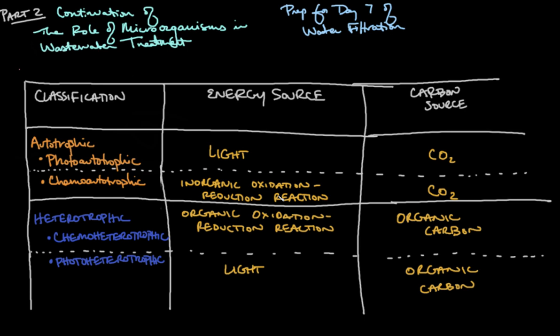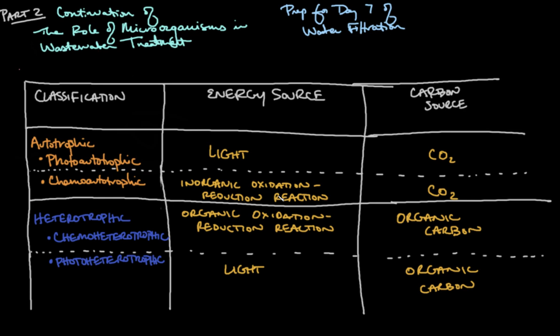For the heterotrophic organisms, we've got organic oxidation reduction reactions and some kind of organic carbon as the carbon source. And what we mean by that are carbohydrates, lipids, proteins, nucleic acids. And I would jot that down. I'm not going to take the time to do that, but I need you to do that. Organic carbon is found in the carbs, lipids, proteins, and nucleic acids.